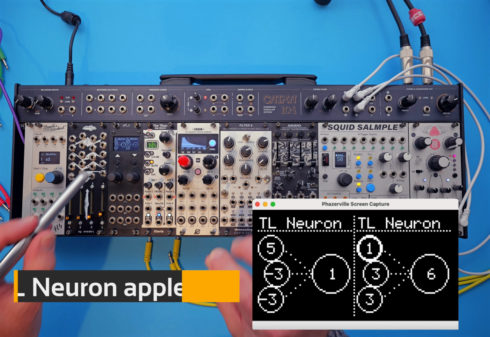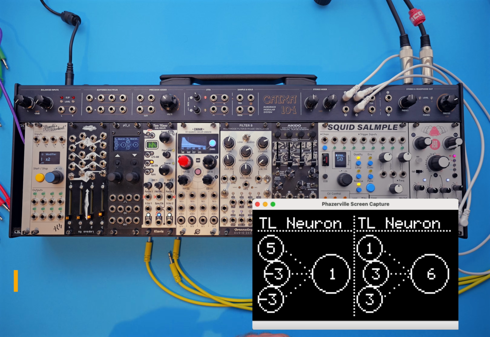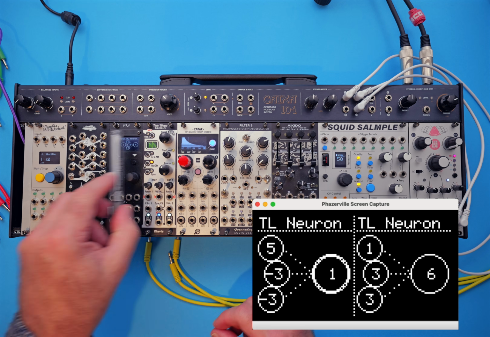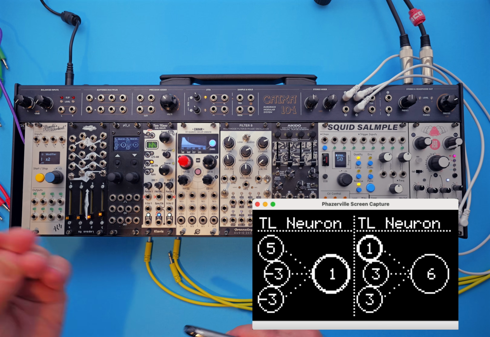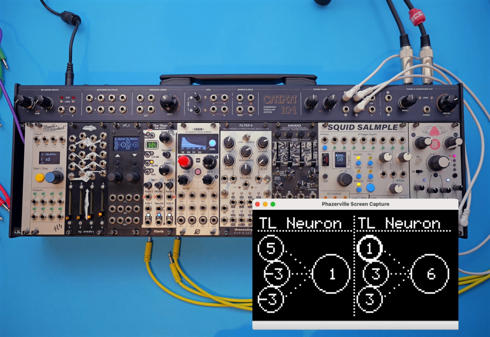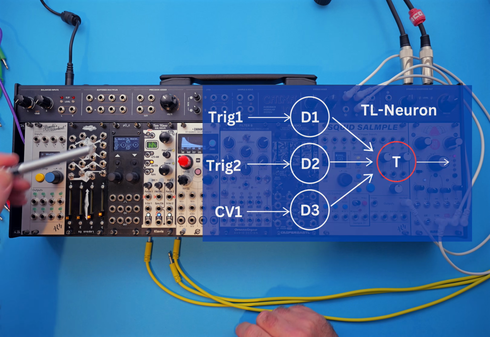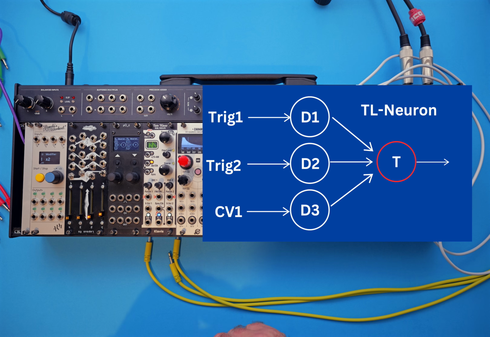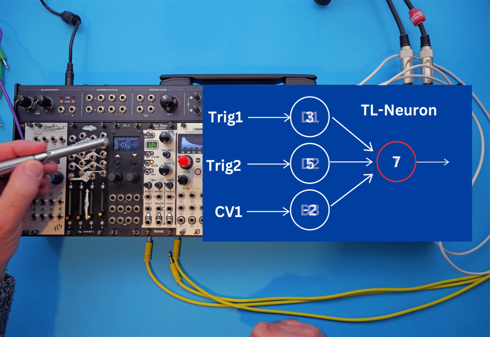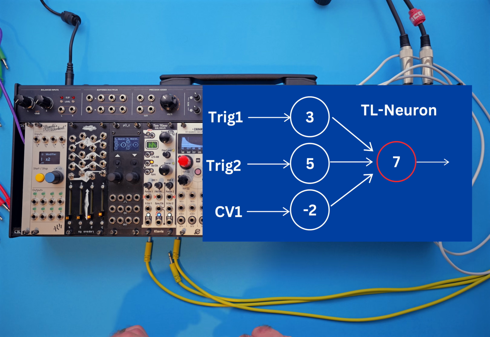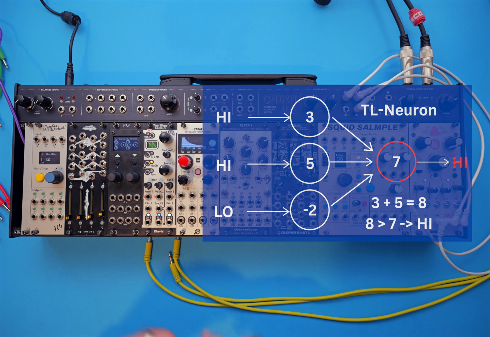The TL Neuron applet is really the magic bullet here in terms of using logic, certainly in the Hemisphere style where you can have two applets running side by side. And it can appear a little bit confusing at first, so I'm going to explain it using some diagrams. The idea with TL Neuron is there are three inputs, each of which is assigned a weight, and there's a threshold. If the sum of the weights exceed the threshold, then the output goes high. Pretty straightforward.